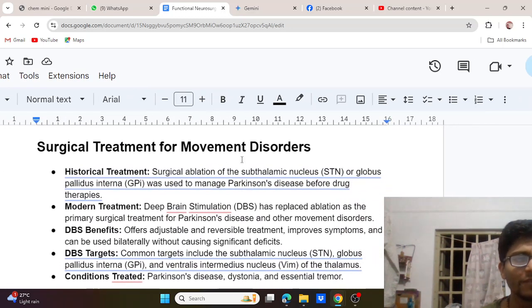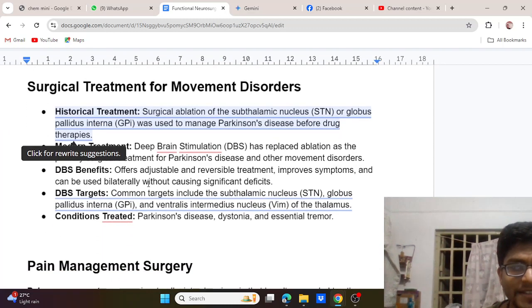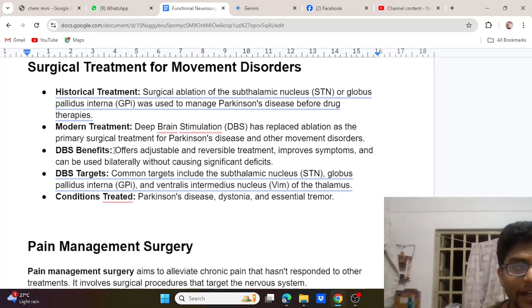So surgical treatment of movement disorders. Before the advent of the drug therapies, the surgical ablation of the subthalamic nucleus or globus pallidus was used to manage Parkinson's disease. And now we have deep brain stimulation, which has replaced ablation as the primary surgical treatment for Parkinson's and other movement disorders. It offers adjustable and reversible treatment, and improves symptoms without causing deficits.